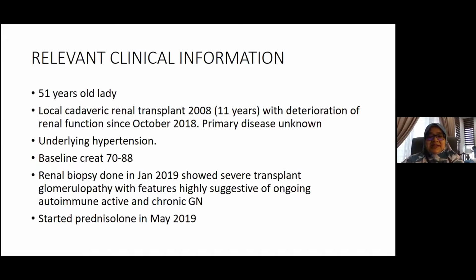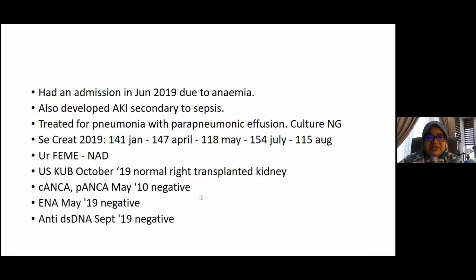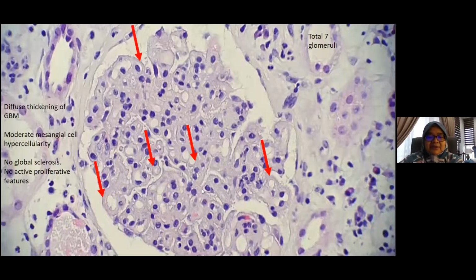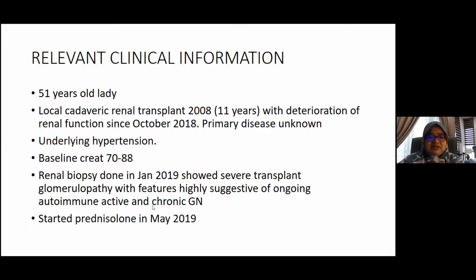All right, so the next case is a 51-year-old lady. I'll go through very quickly, just focusing on some features only, because we are running out of time. So 11 years post-transplant, and this time around, she has some deterioration of renal function. She had been diagnosed on a previous renal biopsy to have chronic transplant glomerulopathy before.